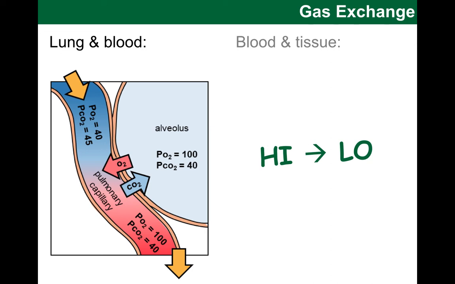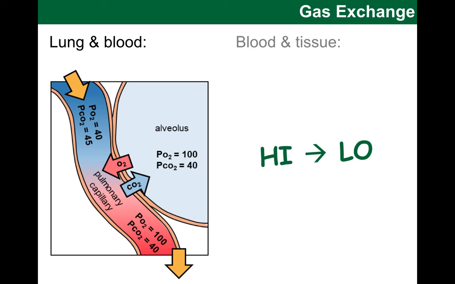Now, let's note that the same is true for carbon dioxide, but in a reverse manner. There is 45 millimeters of mercury of carbon dioxide in the blood, whereas there is only 40 millimeters of mercury of carbon dioxide in the air around us. So at the level of the lungs, carbon dioxide moves from the blood to the alveoli. Remember, from high to low, until these are equal. As a result, the blood leaving the lungs has a carbon dioxide partial pressure of only 40 millimeters of mercury.